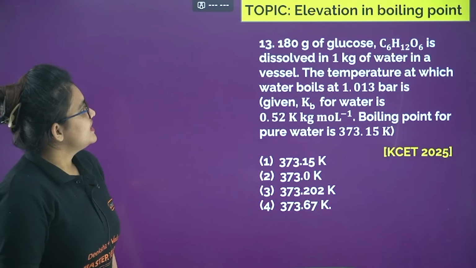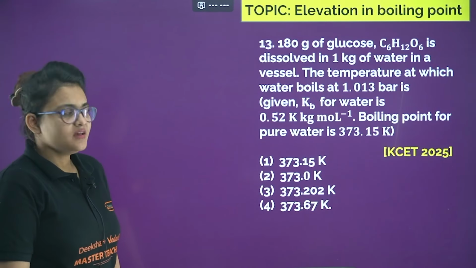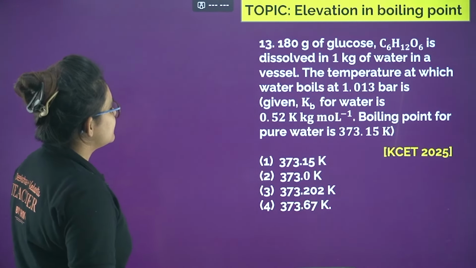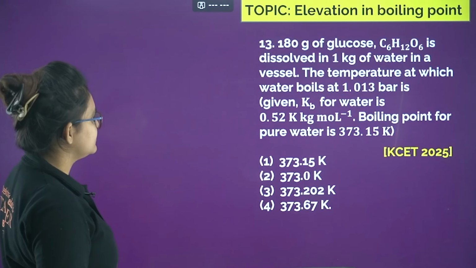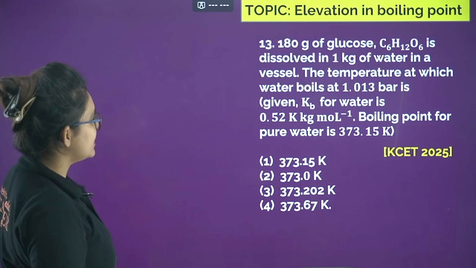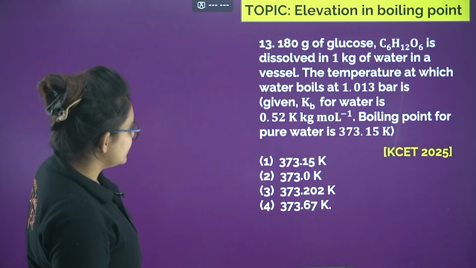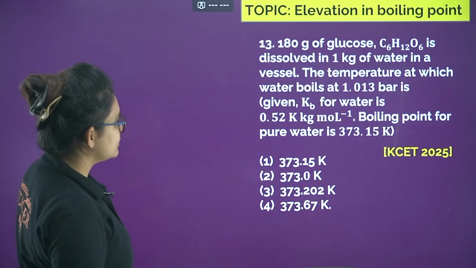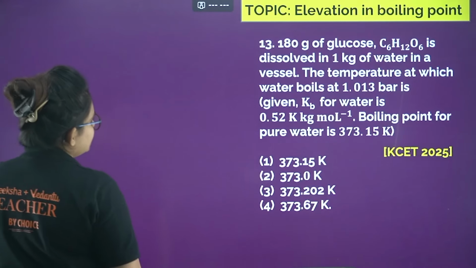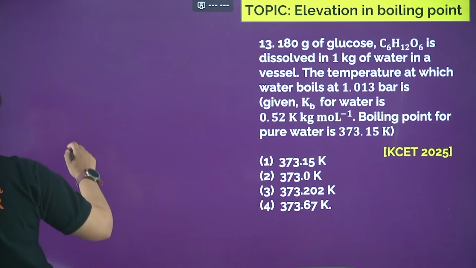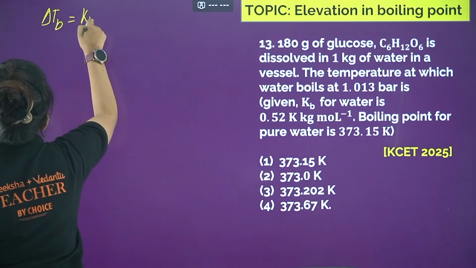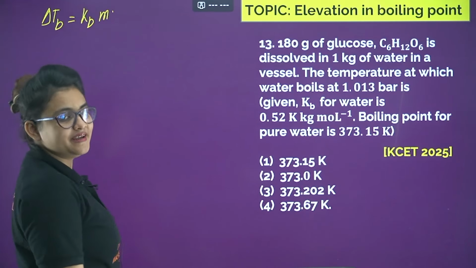Okay, so that is the elevation in boiling point. The question is: 180 gram of glucose is dissolved in 1 kg of water in a vessel. You have to find the temperature at which water boils at 1.013 bar. Kb is given for water and the pure water boiling point is also given. So we will directly apply the formula: delta Tb is equal to Kb into small m. Small m means molality, right?